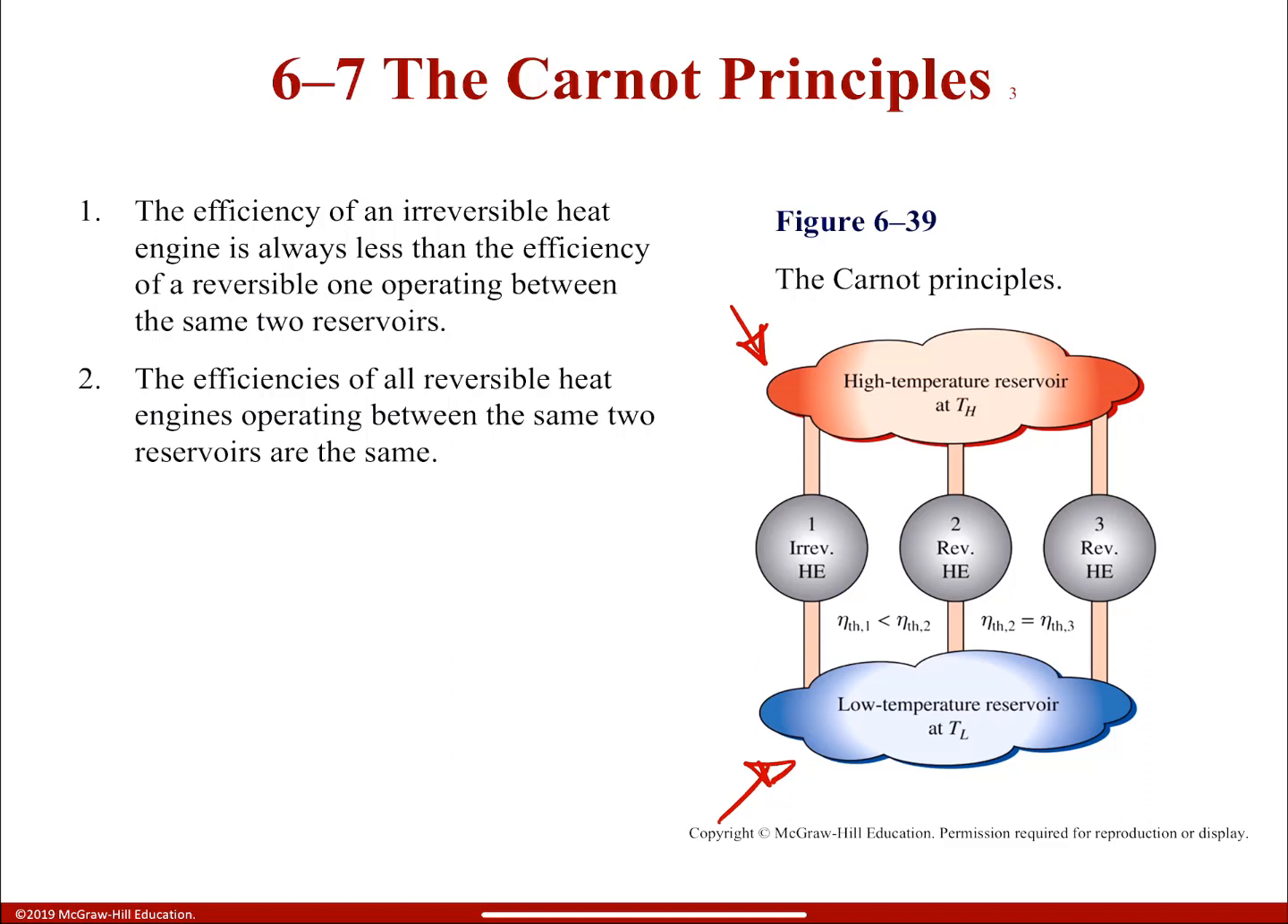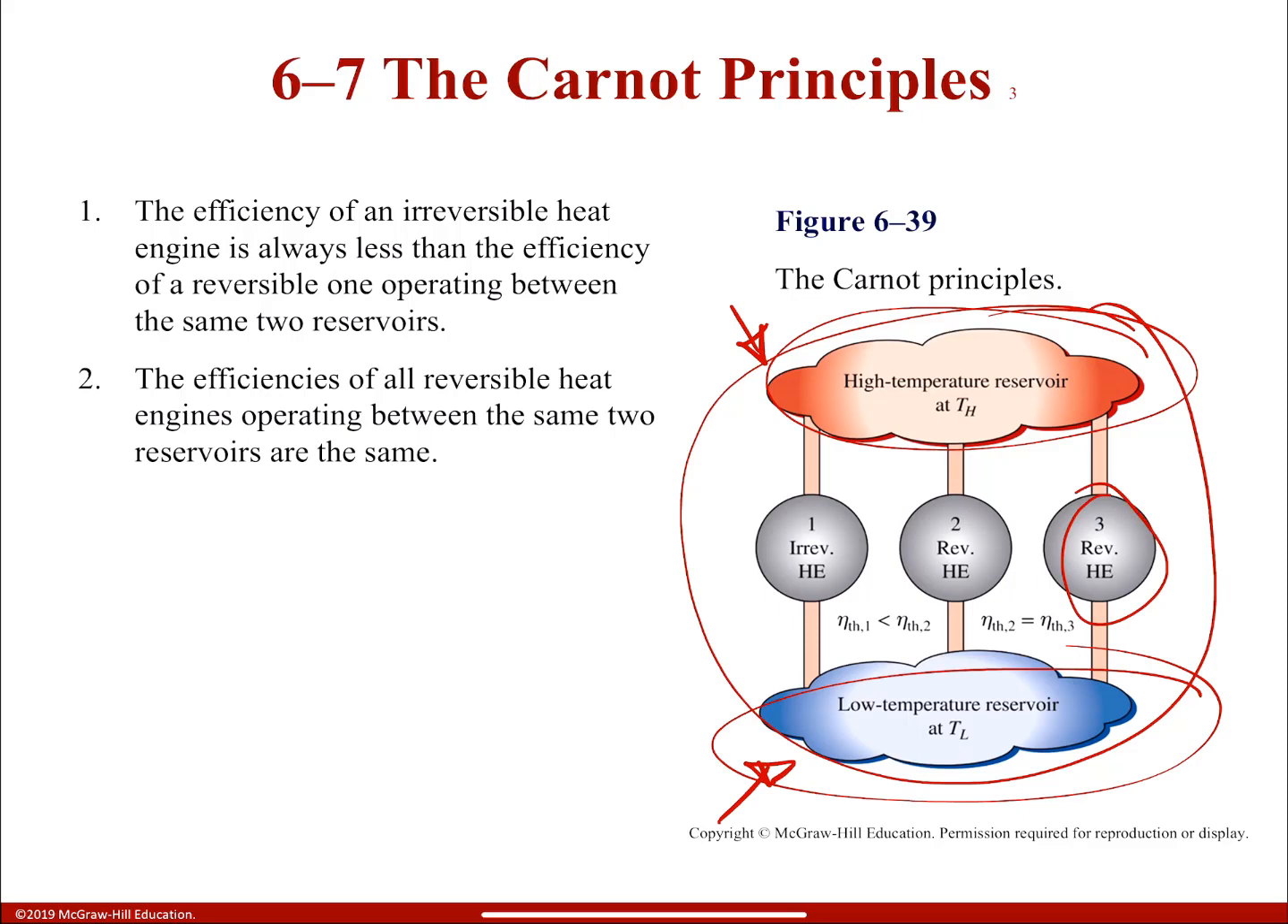So take a look at this picture right here. You have a high temperature reservoir and a low temperature reservoir. You have the reversible heat engine, number three, another irreversible heat engine, and you have the reversible one. So the first statement is that the thermal efficiency of the irreversible will always be less than the reversible one, and that makes sense. Why? Because reversible processes are perfect processes, and irreversible ones are the processes that we have in nature. So there's no perfect machine, as the first statement of the second law says. That means that your efficiency will never be 100%. The efficiency of a reversible process is just perfect.